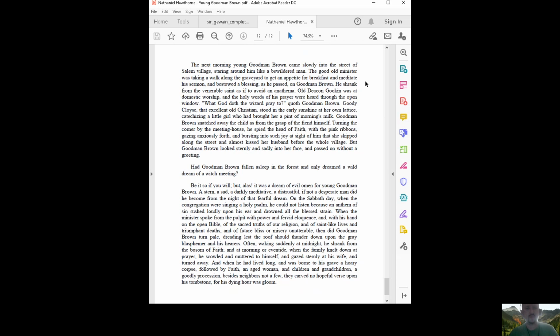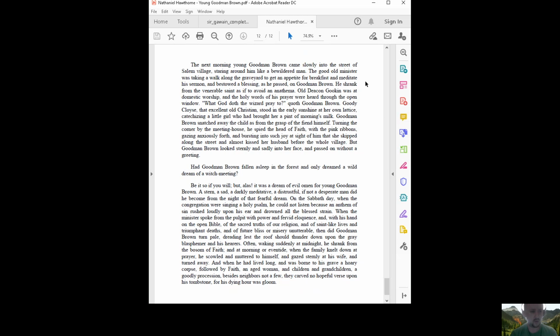The next morning, young Goodman Brown came slowly into the street of Salem village, staring around him like a bewildered man. The good old minister was taking a walk along the graveyard to get an appetite for breakfast and meditate on his sermon, and bestowing a blessing as he passed on Goodman Brown. He shrank from the venerable saint as if to avoid an anathema. Old Deacon Gookin was at domestic worship, and the holy words of his prayer were heard through the open window.